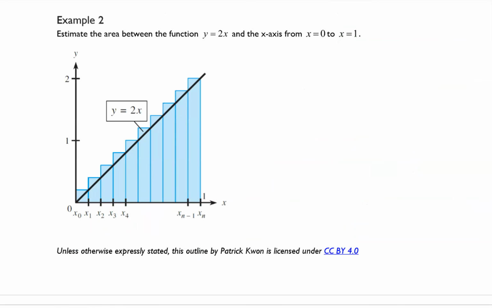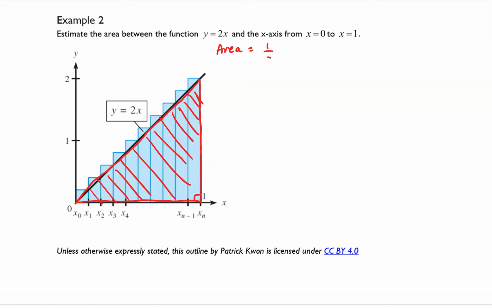Example 2 says estimate the area between the function y equals 2x and the x-axis from x equals 0 to x equals 1. Now, this is another example where we're being asked to estimate the area, but we can actually find the exact area because of geometry. So if you're looking at the shape that is formed by the line y equals 2x and the x-axis, this shape here forms a right triangle. And the area of a right triangle is equal to 1/2 the base times the height.